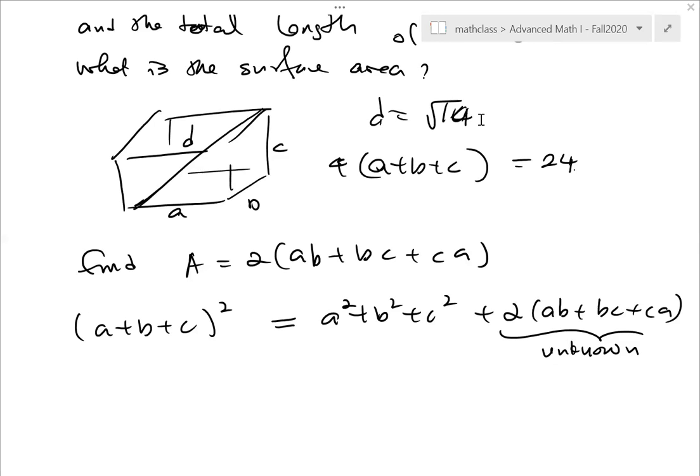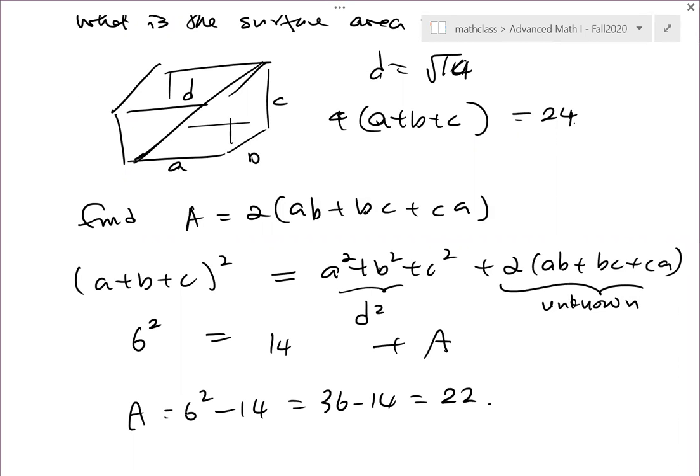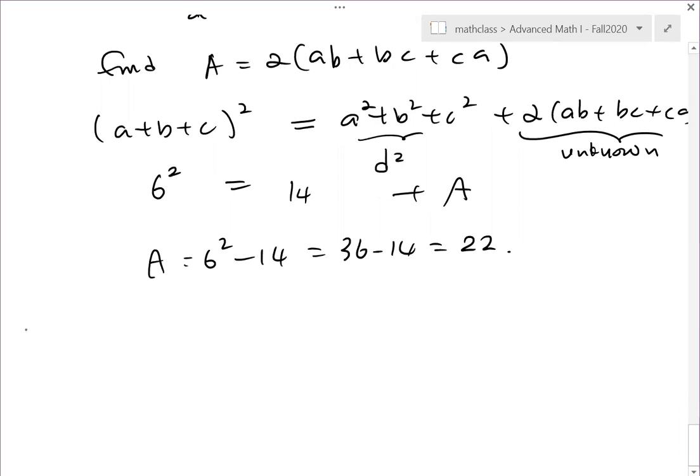All right, so what is A plus B plus C? Well, that's 6 because 4 times (A plus B plus C) is 24. So 6. A squared plus B squared plus C squared is going to be the square of the diagonal, so 14. That's it. This is the surface area. A equals 6 squared minus 14, 36 minus 14, 22. Wow, Alex Zhang gave me the right answer. Congratulations. Okay, let's continue. Not a big deal.